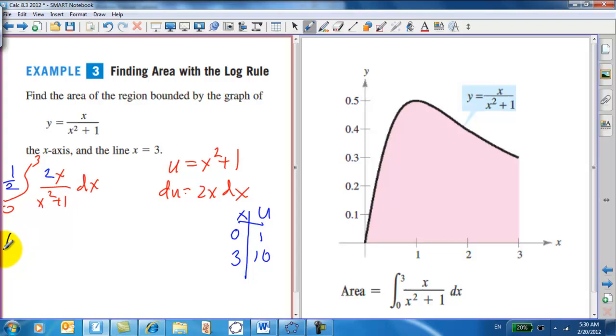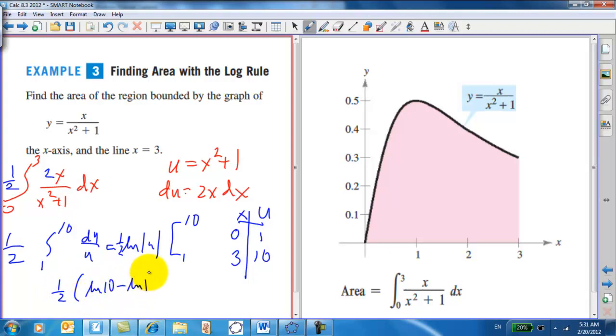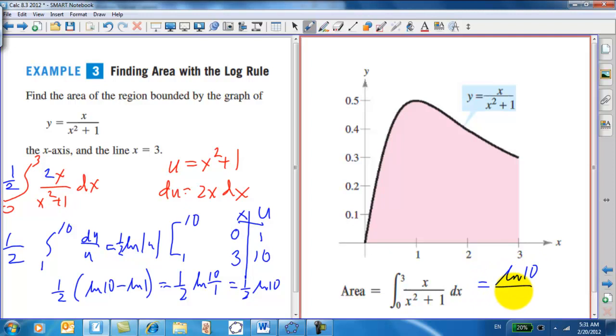So we have 1/2 the integral from 1 to 10 of du over u. So that's the natural log of the absolute value of u evaluated from 1 to 10, and let's not forget the half out there. So 1/2 times the natural log of 10 minus the natural log of 1, which is 1/2 the natural log of 10 over 1, or 1/2 the natural log of 10, or the natural log of 10 divided by 2.